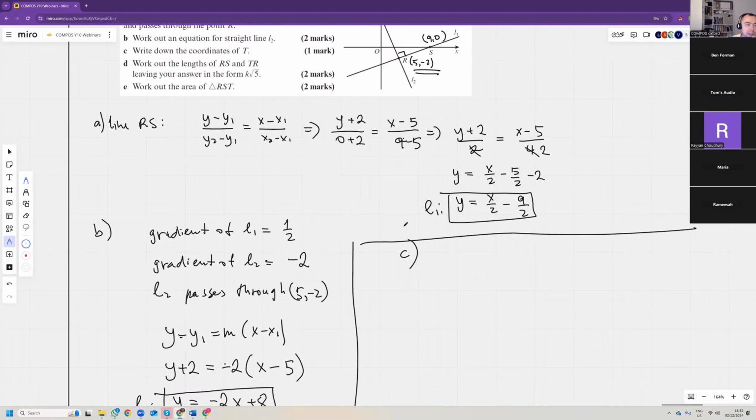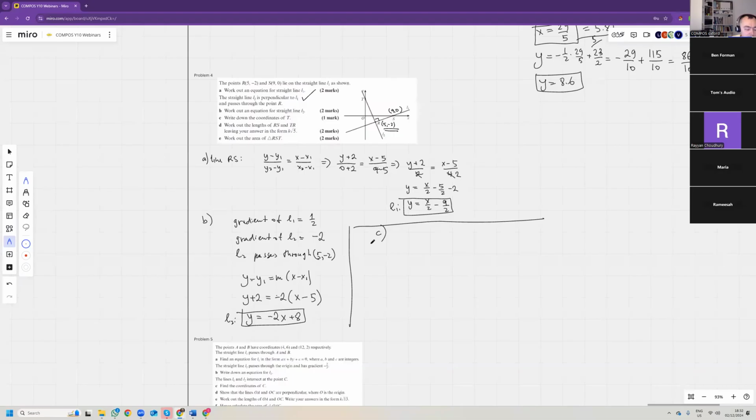C. Write down the coordinates of T. Well, T is the y-intercept of L2. So T has coordinates 0, 8. That's very straightforward. 0, 8. This is because we just look at the equation of line L2, and the gradient is minus 2, the y-intercept is 8. So that's it.